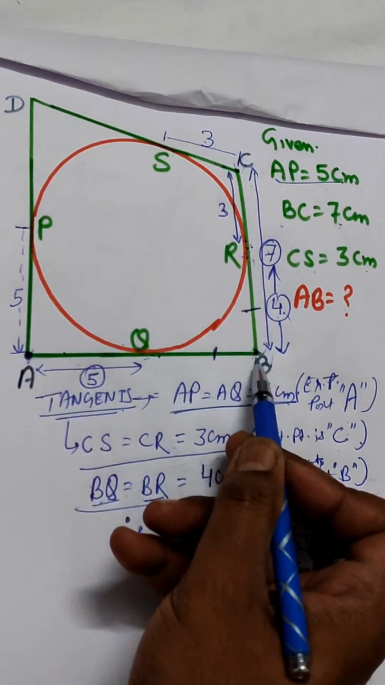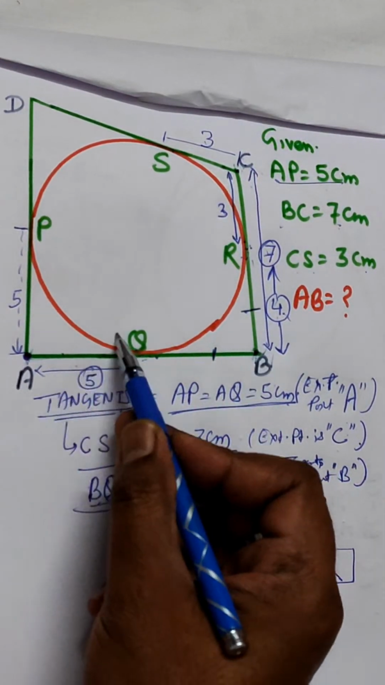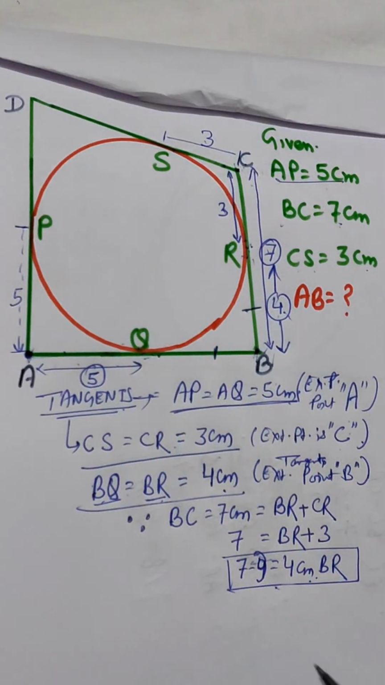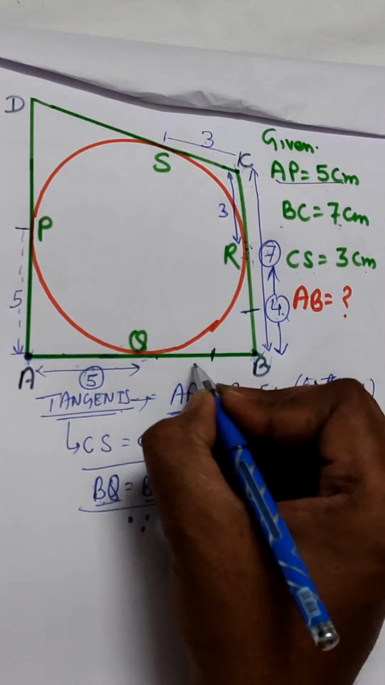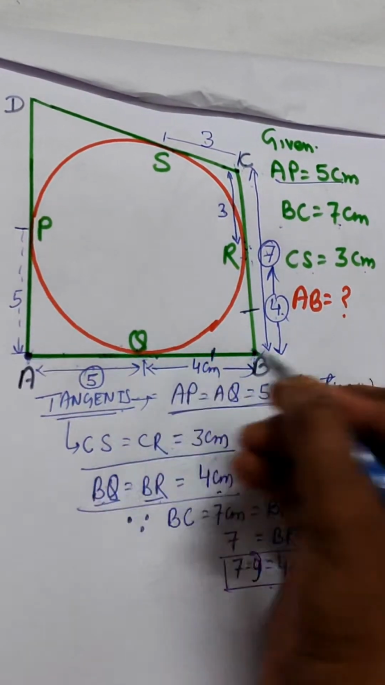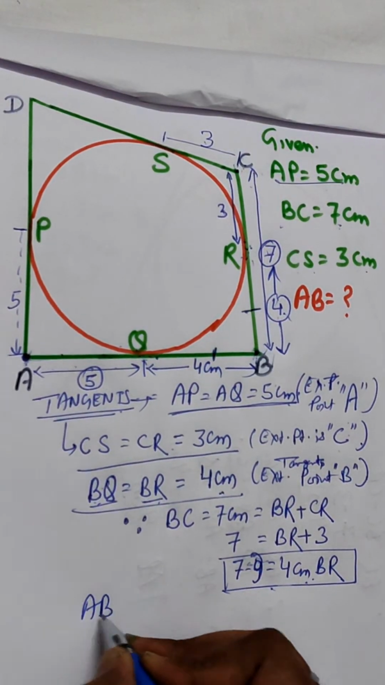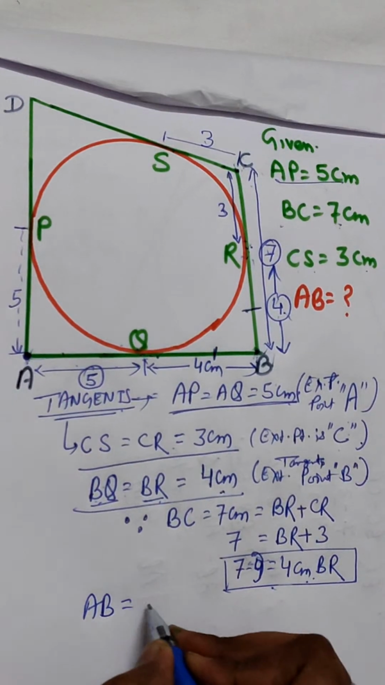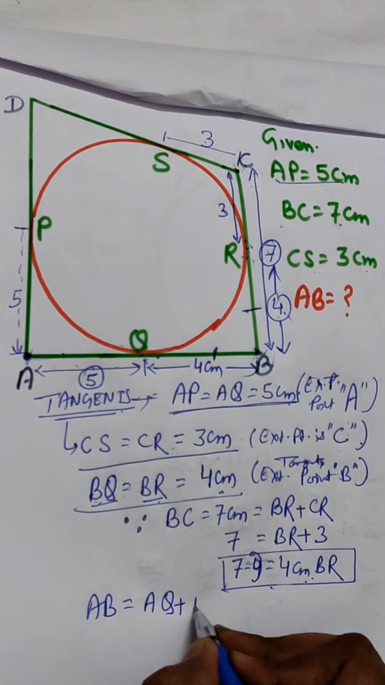And from this question you can easily say AB is AQ plus BQ, and BQ is already calculated as 4 centimeter. This is 4 centimeter, right? So we can say that the length of AB is AQ plus BQ.